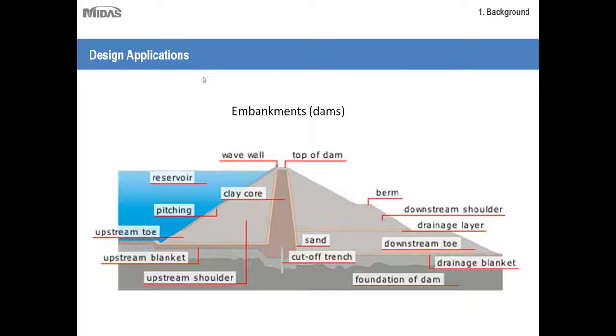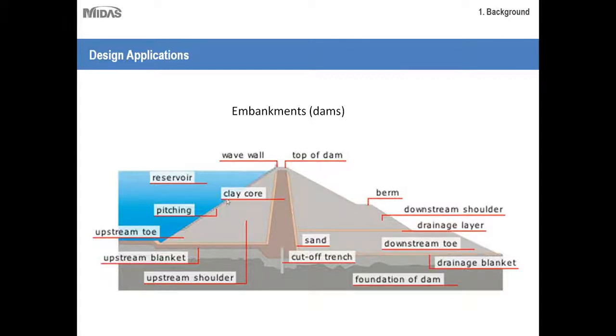Okay, so let's talk about some design applications. Here's one example of where slope stability analysis is very commonly used: embankments and earth dams. What we have here is a typical cross-section of an earth dam. Typically you'll have an upstream side, or a wet side, that's retaining the water, or your reservoir, and on the other side you'll have a dry side, or your downstream side.